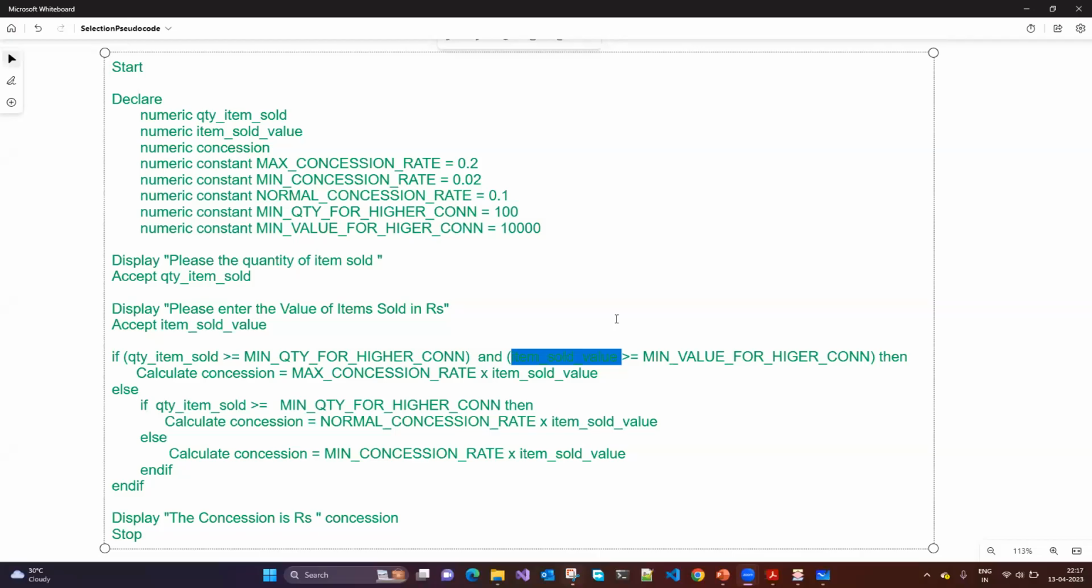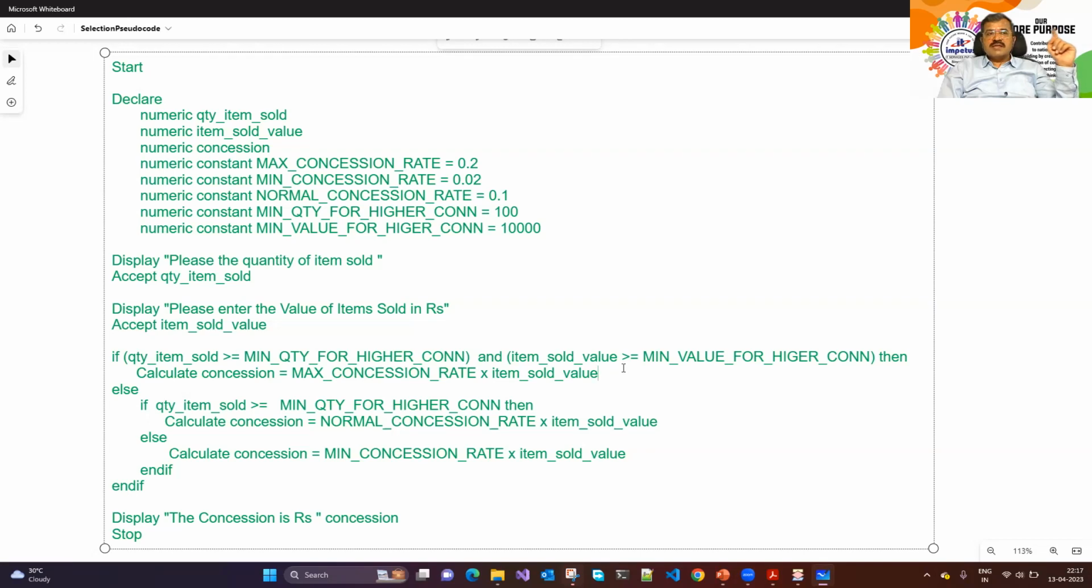Sir, it will fail, sir, because when the quantity is less than 100, we will only give 2% discount. So was the question saying the same, yes or no? Monica had also asked the same question. I said, if the quantity is less than 100, irrespective of how much is the value sold, you're going to get only 2% commission, 2% concession.